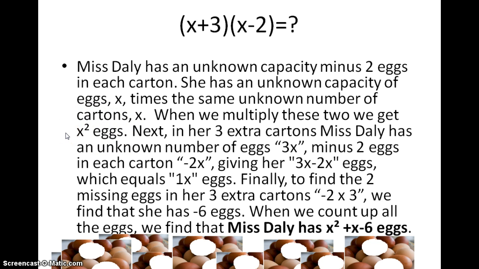Next, in her 3 extra cartons, Miss Daly has an unknown number of eggs, 3x, minus 2 eggs in each carton, minus 2x, giving her 3x minus 2x eggs, which equals 1x eggs. Finally, to find the 2 missing eggs in each of her 3 extra cartons, we multiply this negative 2 and 3, negative 2 times 3. We find that she is missing 6 eggs. She has negative 6 eggs. So when we count all those up, we find that Miss Daly has x squared plus x minus 6 eggs total.